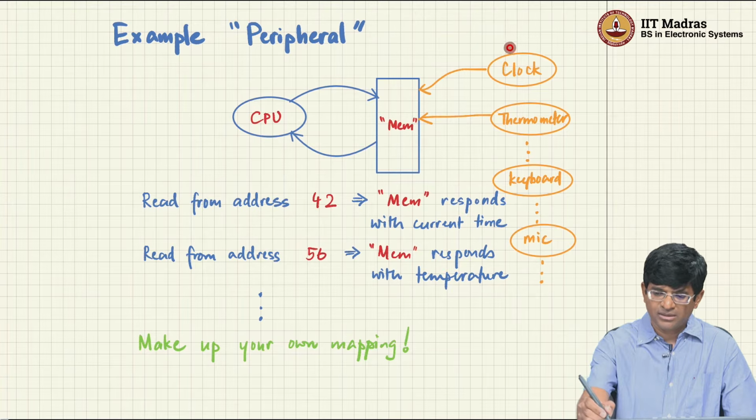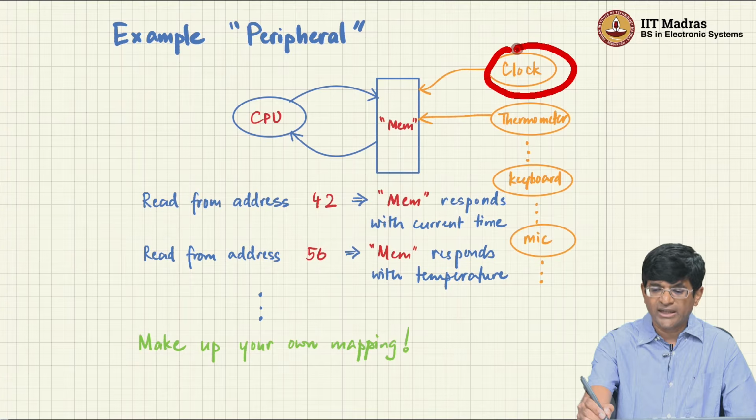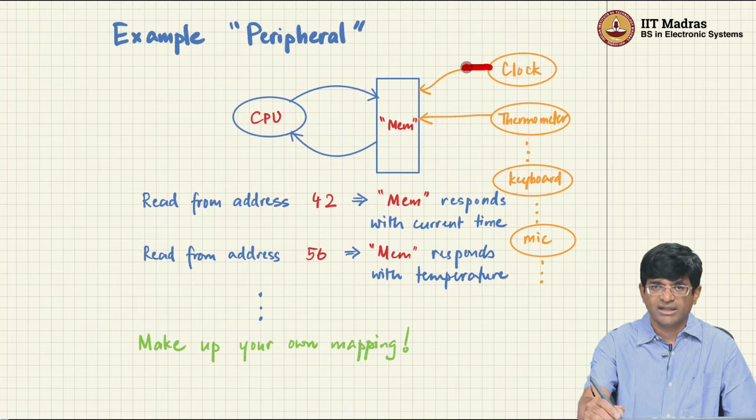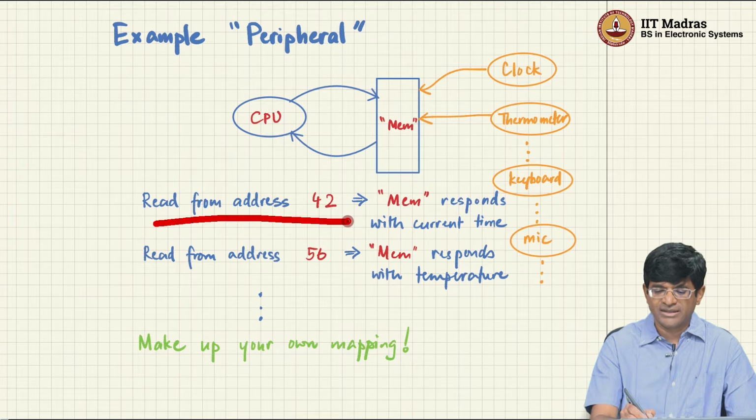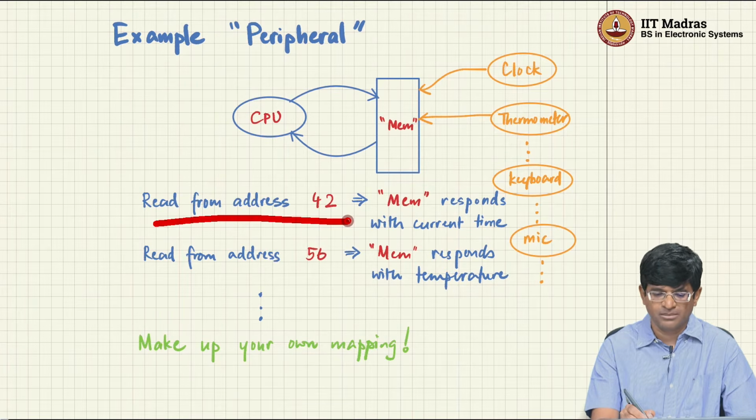Now imagine that I had, let's say, a digital clock. What does that clock do? At any given point in time, it has an output which shows the current time as a digital number, a set of bits. And I connect that up to my piece of circuitry which I am calling "mem", and notice the quotes, because it's no longer a memory in the same sense as what we had previously been thinking about. Now if the CPU sends out the address, let's say 42, and I'm just making up these numbers, 42 has no special meaning in this context, it's just a number I'm using at random.